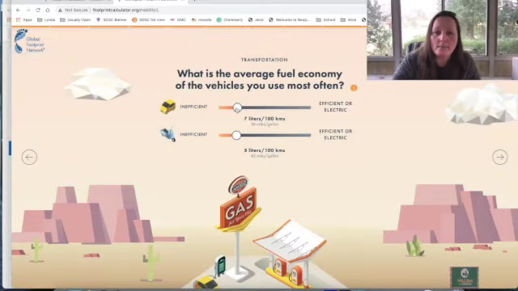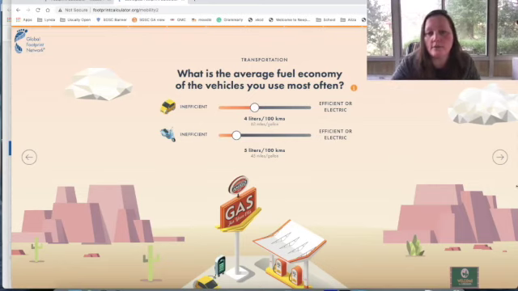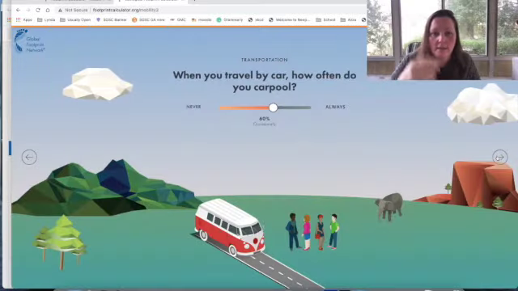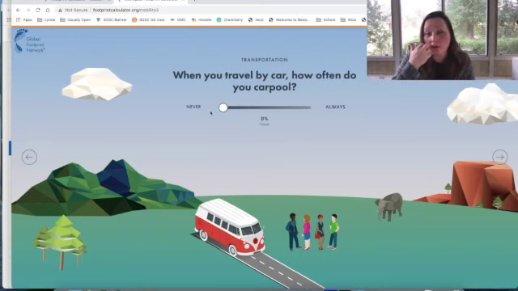I get pretty decent fuel economy for my car. I want to say it is right around here, and I don't have a motorcycle, so I wish I could just click that and make it go away. How often do I carpool? I don't. I wish I could, but it's to take care of my mom and to go to GMC. You've seen our campus. It's this big. There's no way for me to carpool.